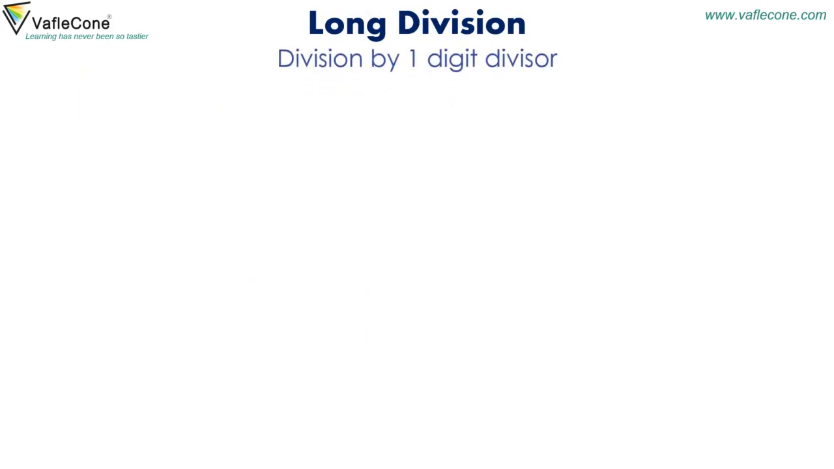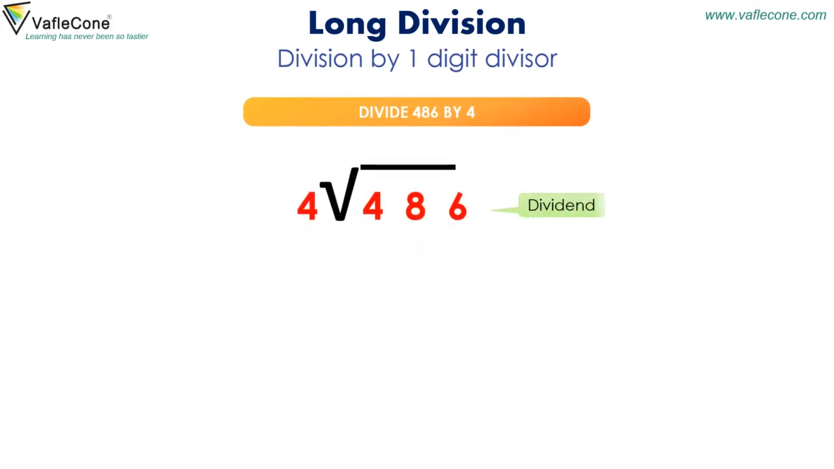Division by one-digit divisor. Divide 486 by 4. Here, dividend is 486 and divisor is 4. Now we start at hundreds position. So, 4 into 1 is equal to 4 and 4 minus 4 is equal to 0. And we move to tens position.